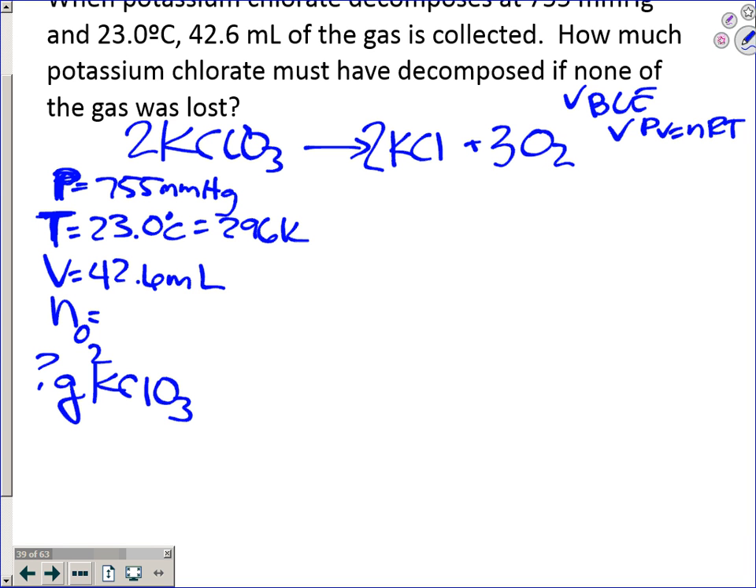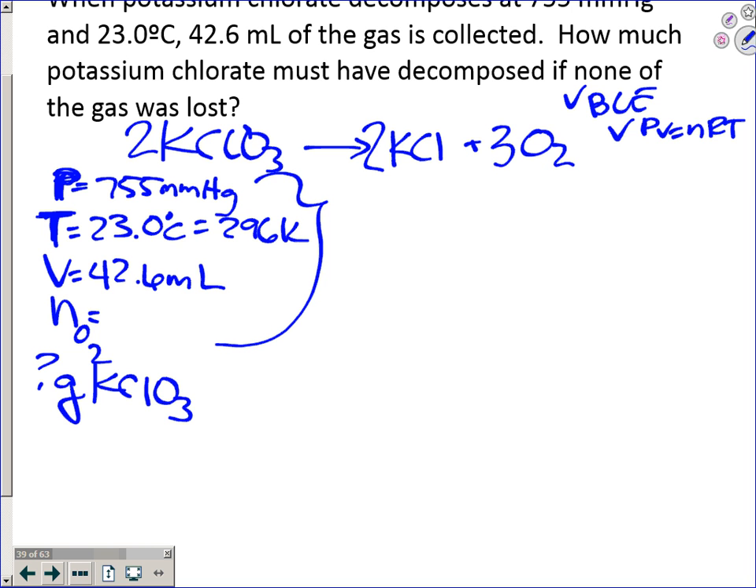All right, so once I get here, how do I get back to potassium chlorate? I hear 3 and 2, right? So there's our mole ratio. Once I get through the mole ratio back to moles of potassium chlorate, how do I get to grams? Periodic table, molar mass, right? Things that we know. So let's do the ideal gas law first.